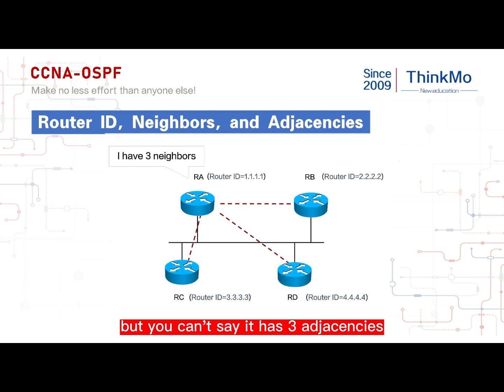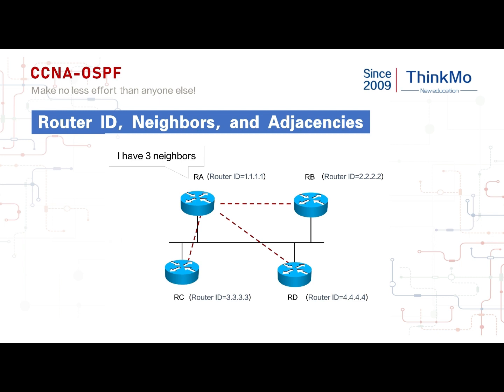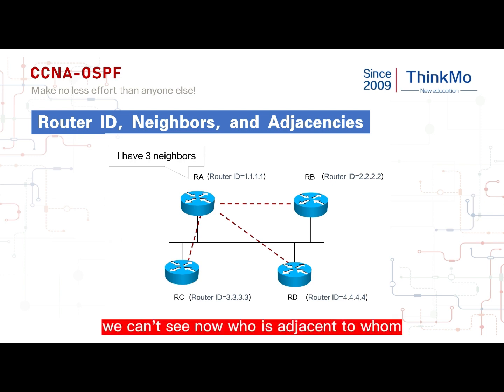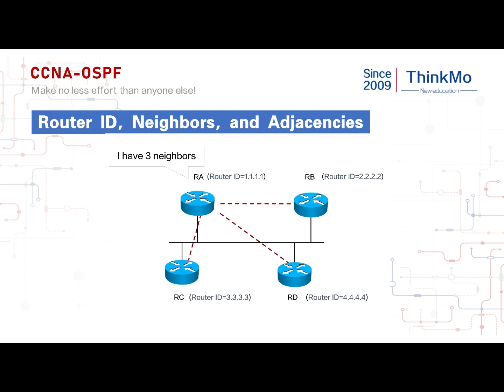But you can't say it has 3 adjacencies. We can't see that from these parameters. They are not enough. We can't see now who is adjacent to whom. It just tells everyone it has 3 neighbors, but not 3 adjacencies. Let's move on to a question.